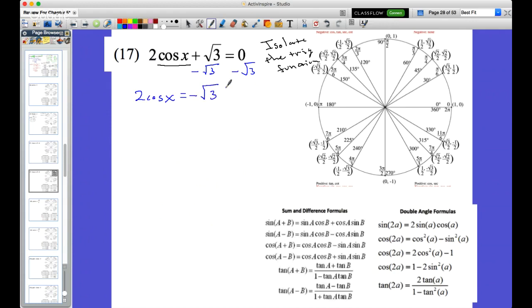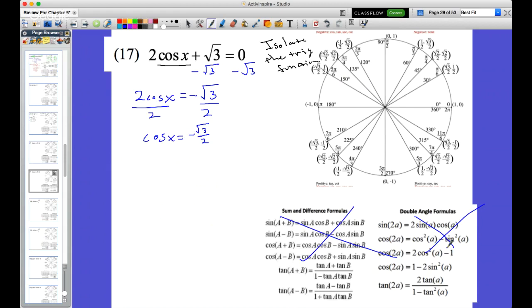Now, how do I get rid of the 2? Divide both sides by 2. So now I'm left with cosine of x is equal to negative root 3 over 2. And again, we're using the unit circle now. I'm not using these formulas, just using the unit circle.